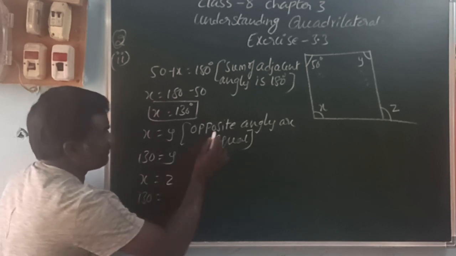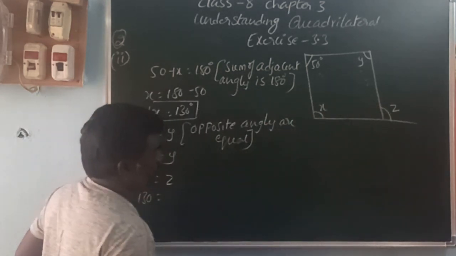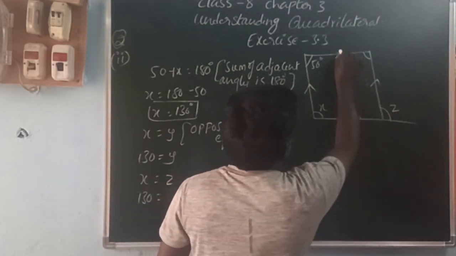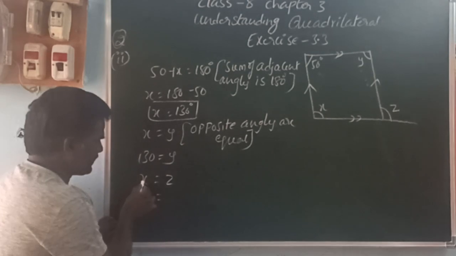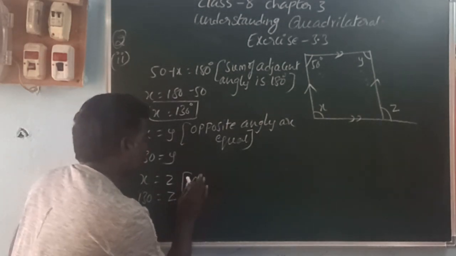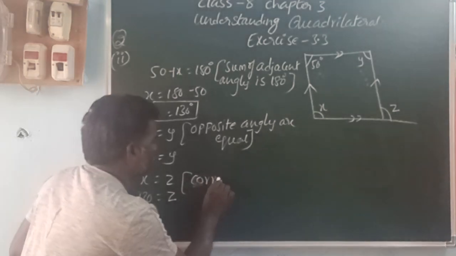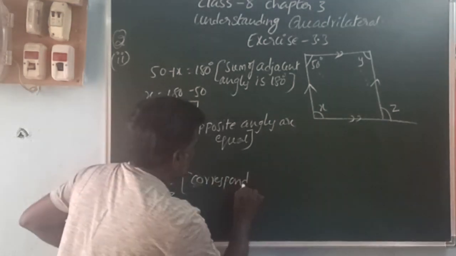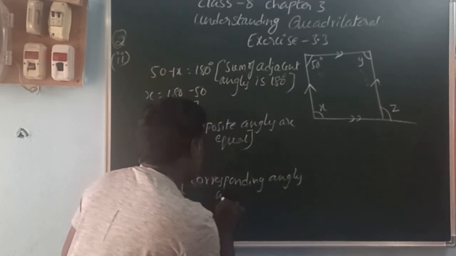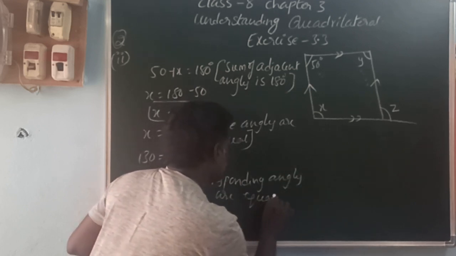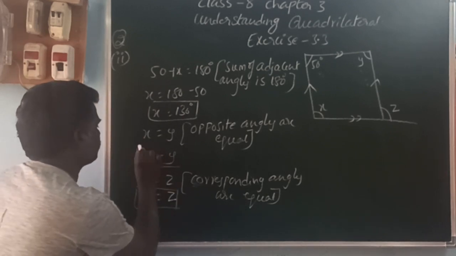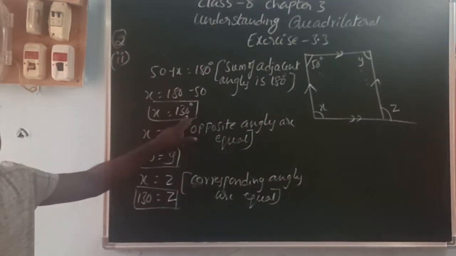These two are corresponding angles, and they are equal. Why? These two lines are parallel. So x is equal to 130, which is equal to z. Because corresponding angles are equal, here x is equal to 130.